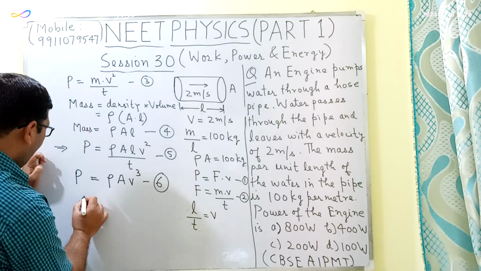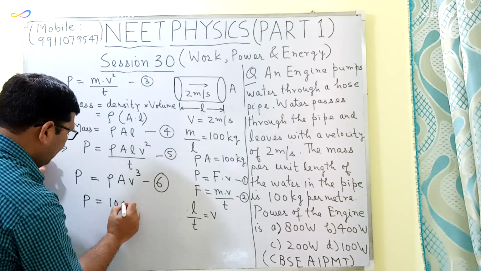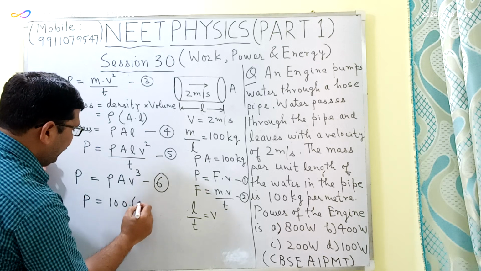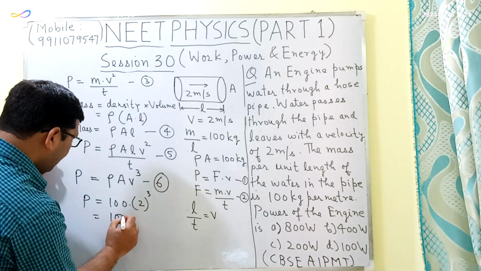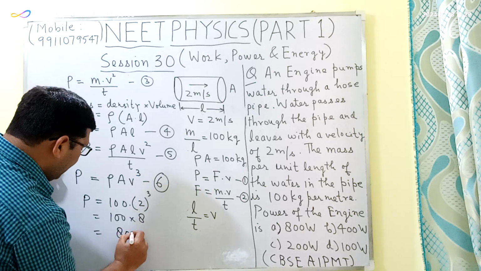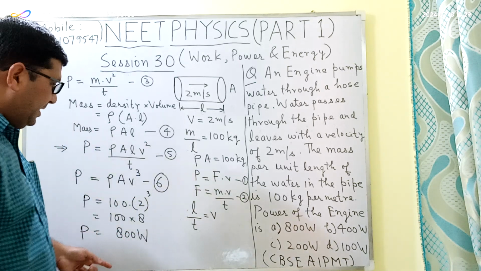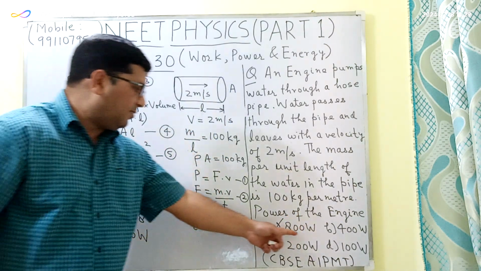So the power of the engine will be equal to rho A, which is 100, times V cube, where V is 2, so 2 cube. This is equal to 100 into 8, and the power of the engine will be equal to 800 watts. So the correct option here is A, that is 800 watt.